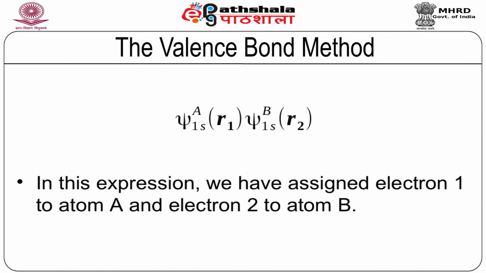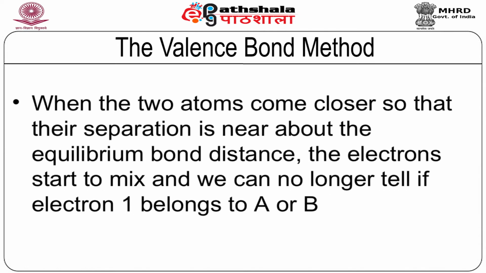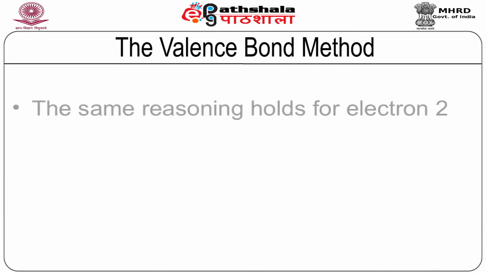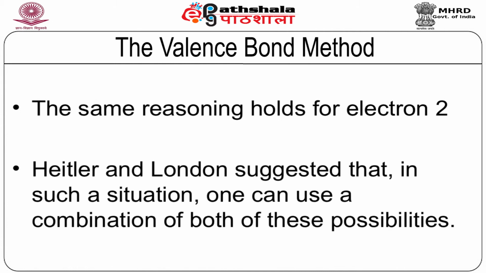In this expression, we have assigned electron 1 to atom A and electron 2 to atom B, and the electronic coordinates are given as R1 and R2. When the two atoms come closer so that their separation is near about the equilibrium bond distance, the electrons start to mix and we can no longer tell if electron 1 belongs to A or B. The same reasoning holds for electron 2. Heitler and London suggested that in such a situation, one can use a combination of both of these possibilities.